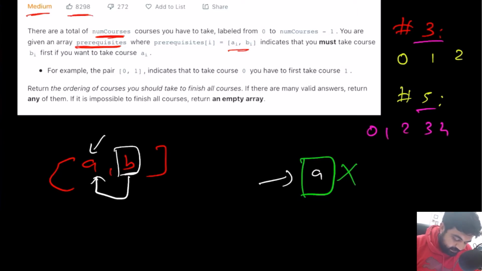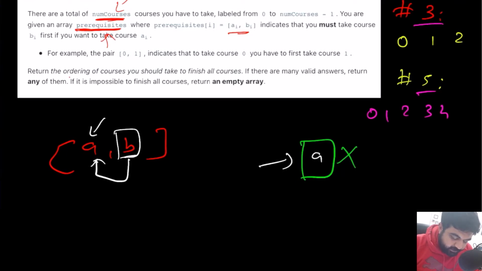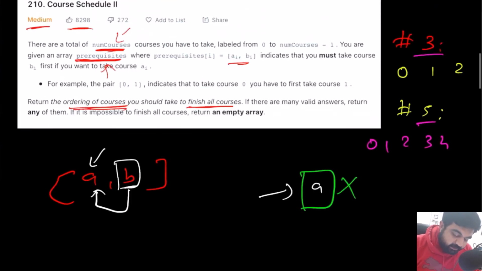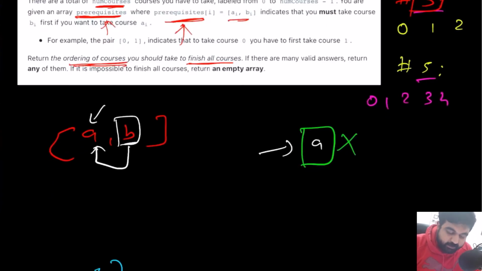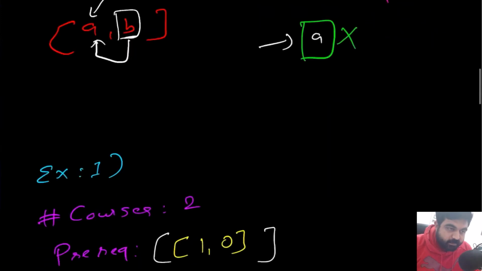Now, after having these two items, number of courses and prerequisites, basically what we need to do is return an ordering of courses such that we are able to finish all the courses. And what does finishing all the courses mean? That we are abiding by all the prerequisites that we are given amongst all the courses. And definitely there could be many different answers to that. We can complete the courses in many different ways, so we need to return any valid answer. And if for some reason we are not able to complete all the courses, we need to return an empty array. So let's try to understand this with a few examples.